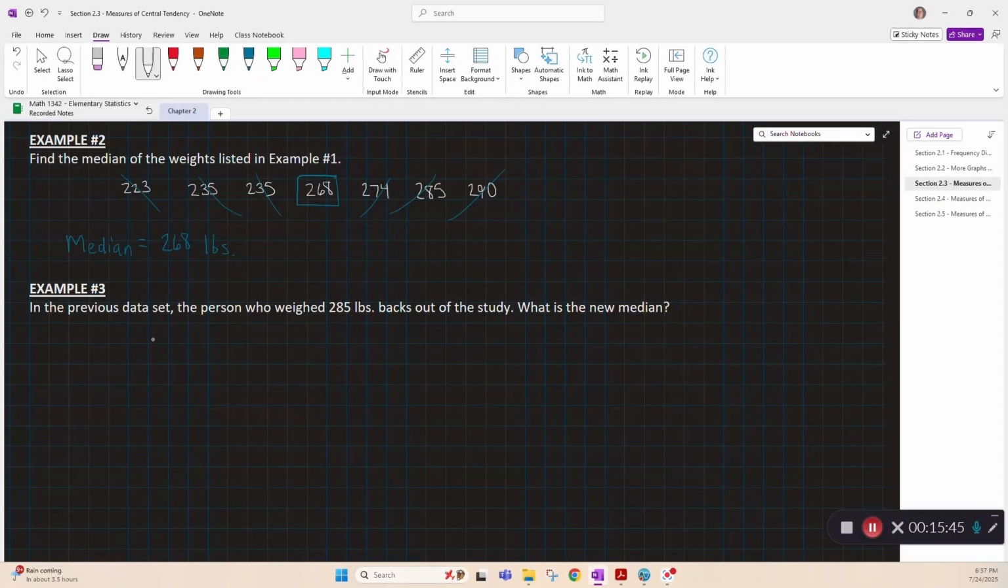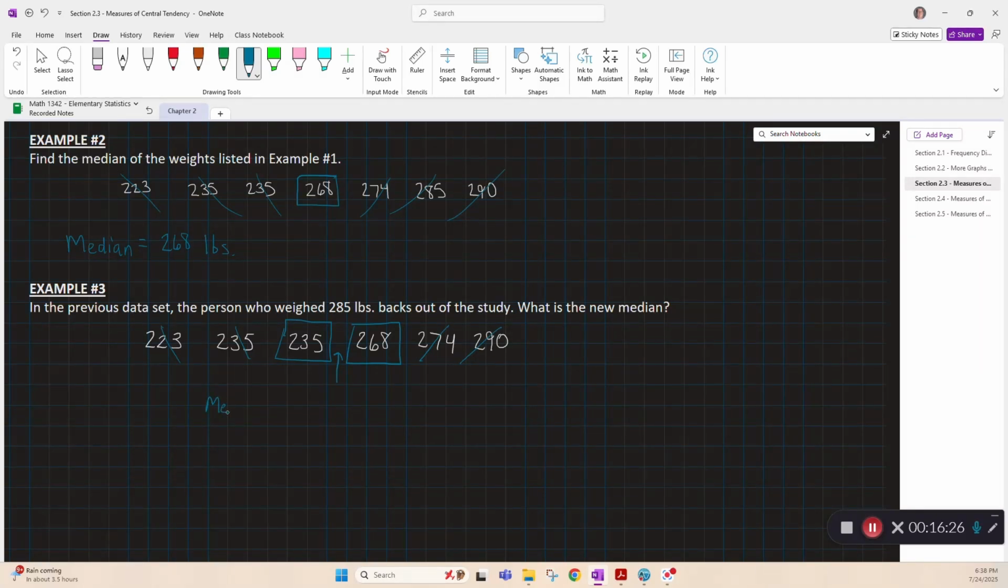I already have them in order, so I'm just going to copy them down, but now the 285 person is out of the picture. So I'm going to have 223, 235, 235, 268, 274, 285 is gone, they dropped out of the study, 290. And then I go through and say, okay, which one's in the middle? Cross out, cross out, cross out, cross out. Uh-oh, I only have 2 left. So I need to get, if I cross them out, there's nothing left. I need to figure out the middle right there.